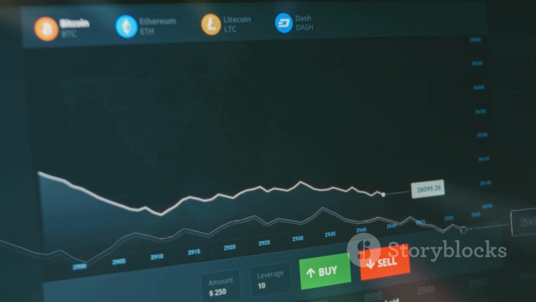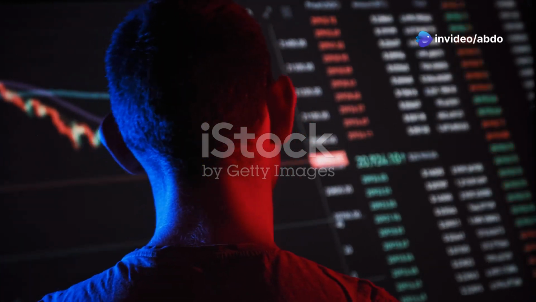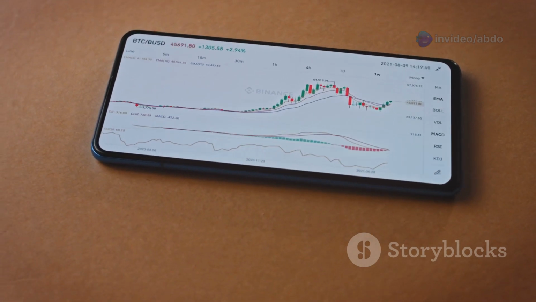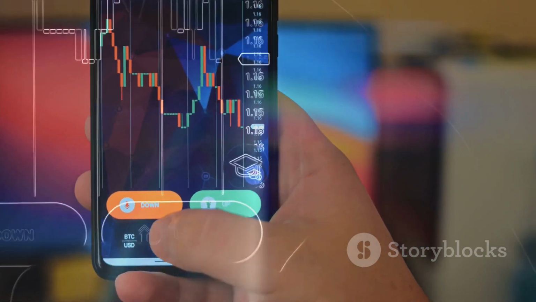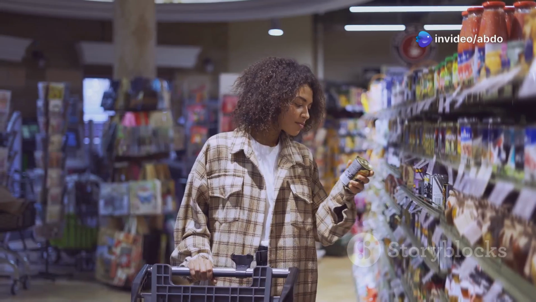Spot trading, the basics. Spot trading is the most straightforward form of cryptocurrency trading. It involves buying or selling a cryptocurrency at its current market price, known as the spot price. When you engage in spot trading, you take ownership of the asset. Think of it like buying groceries. You pay for the goods and they're yours to take home.